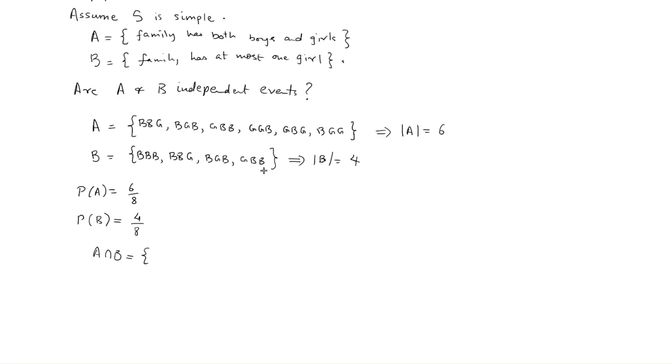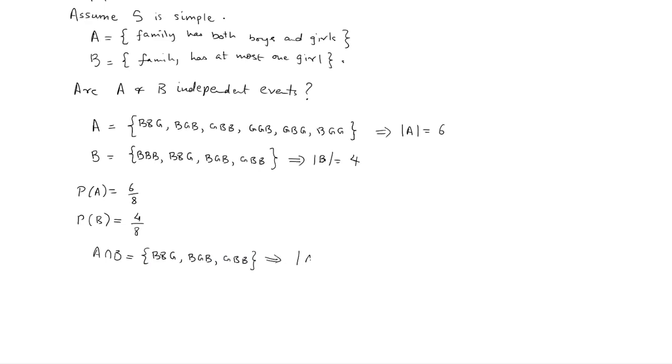I'm not asking you about any probabilities. First 3 elements, so 3 elements. You don't have the first one in A. Boy, boy, girl, you have it here in A. Boy, girl, boy, you have it here in A. Girl, boy, boy, you have it here in A. So these three are common. So these are my three.